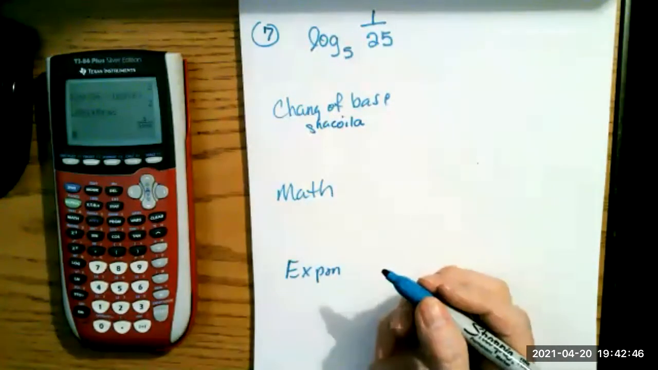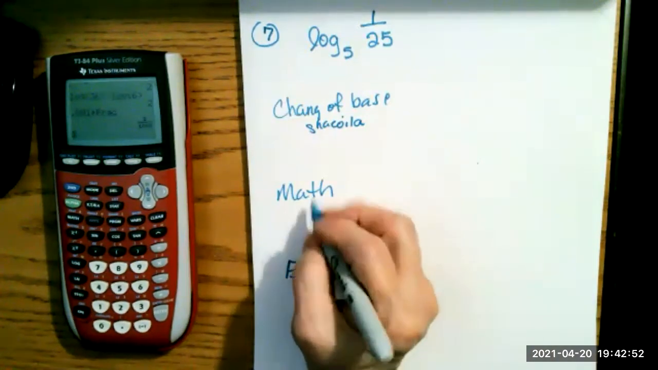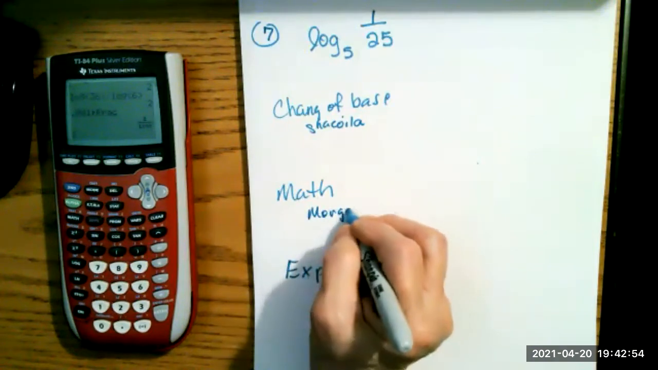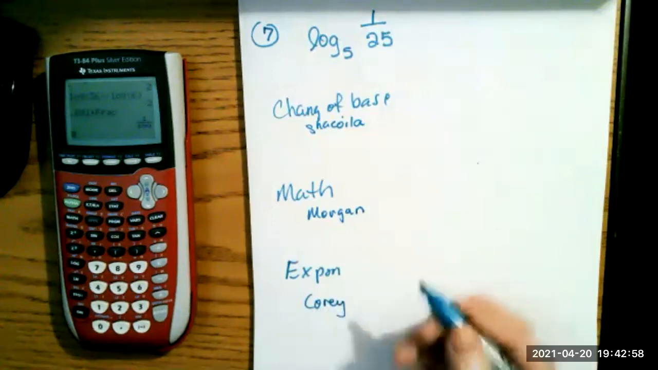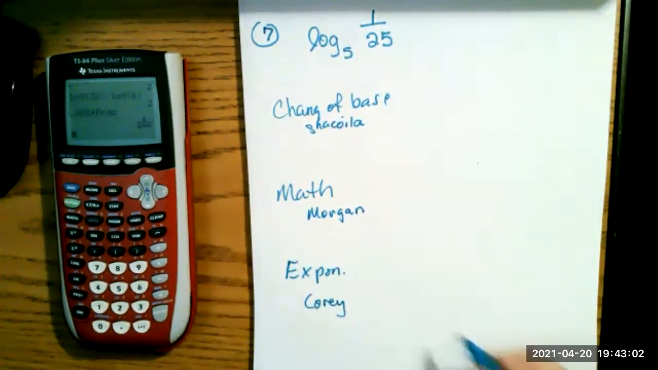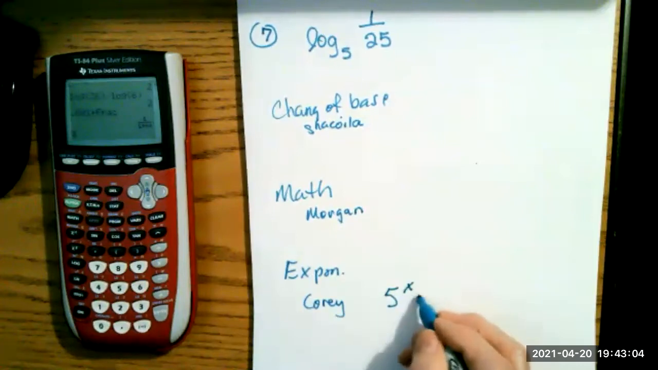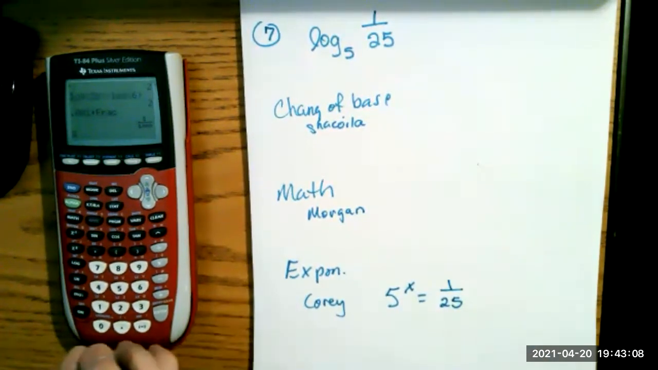And Morgan, which one do you want to do? I'll do math. Okay. And that means Corey, can you do the exponential one? That's going to be 5 to the x equals 1/25, and it works similarly to the one that we just did.